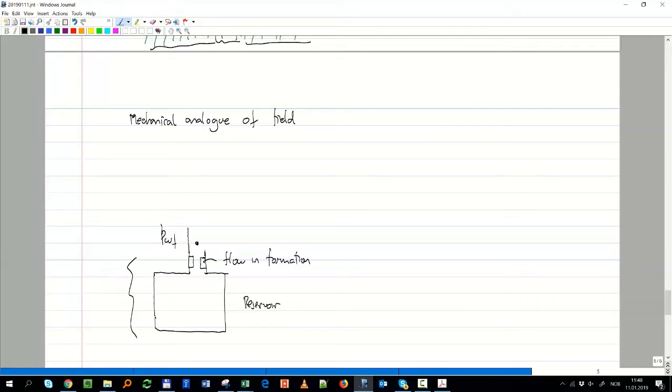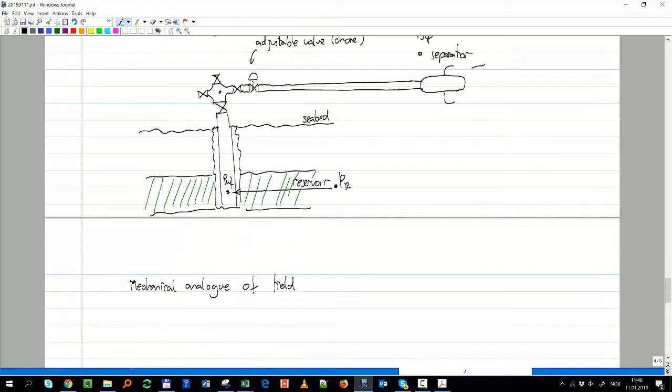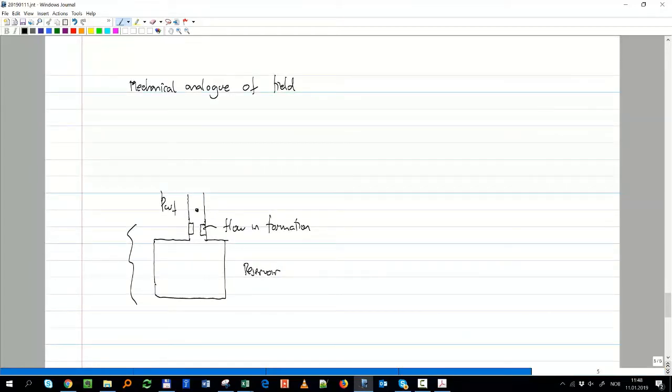The next point, what did I have next on my system? I go up, and the next point is the well. This pipe that I have taking from -3 kilometers underground all the way to the surface, that might be seabed, might be platform. And I also represent that in the same way, like a restriction. And this is flow in tubing. And this point here, how is it called? PWH, that's wellhead pressure.